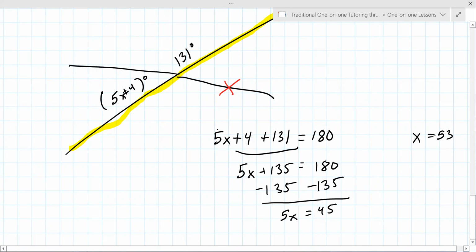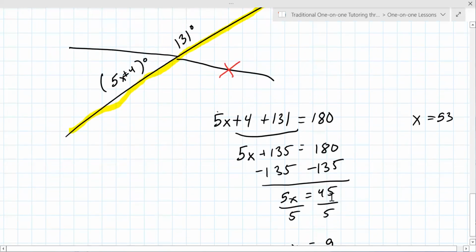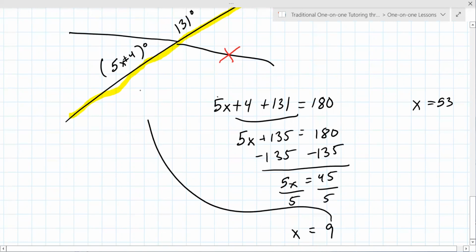45. And when you divide both sides by 5, what does x equal? What is 45 divided by 5? 45 divided by 5, that's 9. Okay. Now we take that value of 9 and we plug it back into this equation for x. So 5 times 9 plus 4.